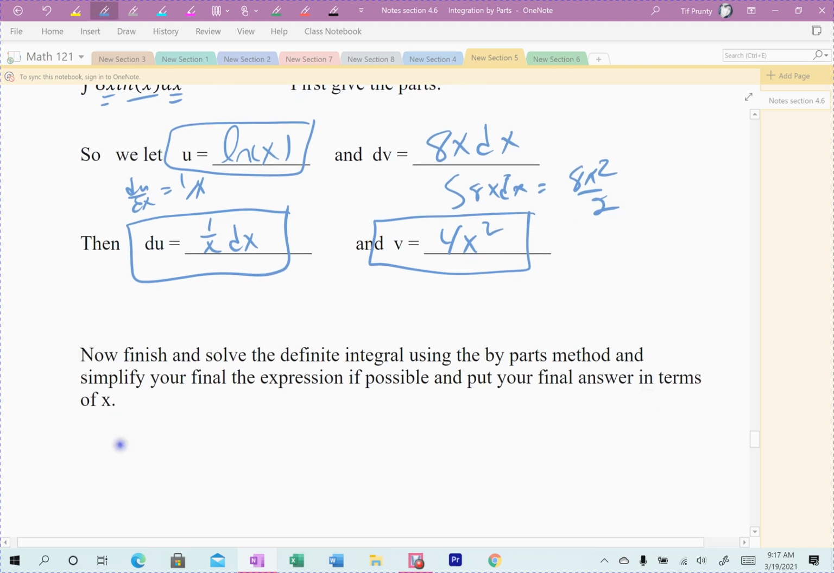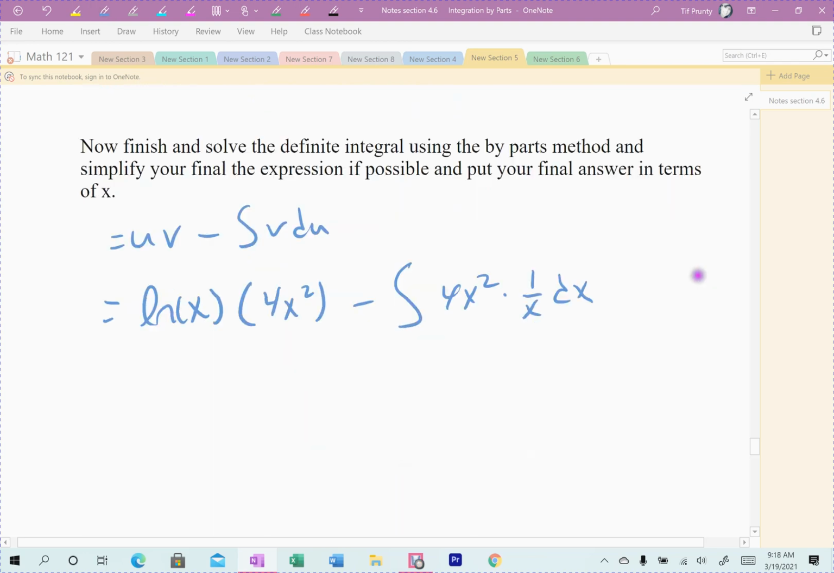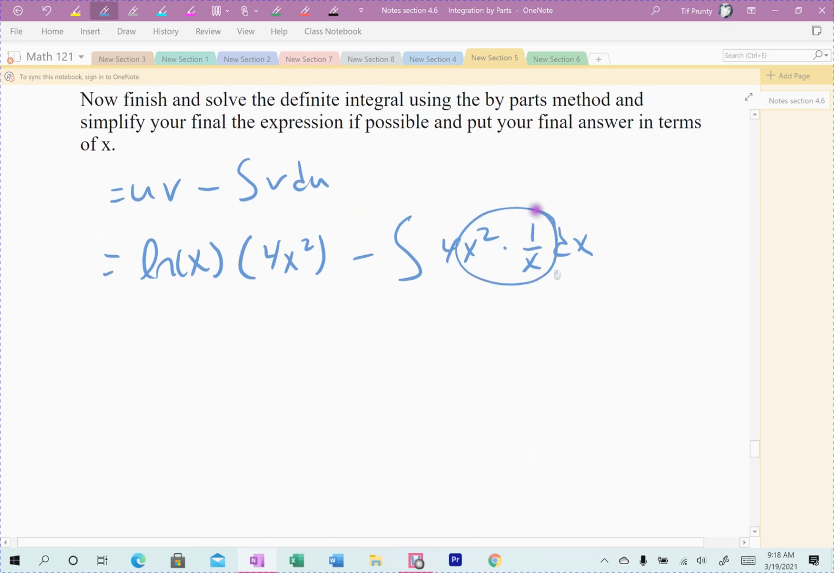Now I plug it in my formula, so again, u times v minus the integration of v du. Plug in those 3 pieces. U was the natural log of x. V was 4x squared. Antiderivative of 4x squared times, don't forget, 1 over x dx. It's really easy to forget the 1 over x, which, again, you have to simplify before I take my integration. So it's actually 4x dx.